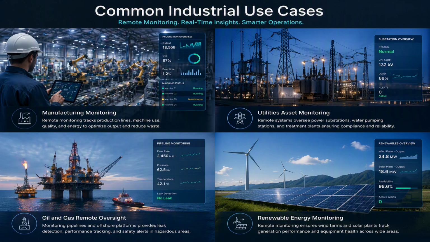In the oil and gas sector, remote monitoring is essential for pipelines, wellheads, compressor stations, and offshore platforms. These assets are often located in remote or hazardous environments, making continuous on-site monitoring impractical. Remote systems provide early leak detection, performance monitoring, and safety alerts. Renewable energy operations include wind farms and solar plants, which rely heavily on remote monitoring to track generation performance and equipment health across large areas.